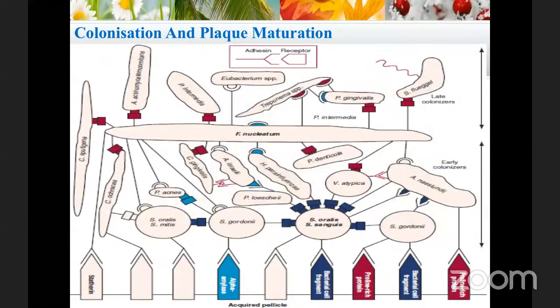This is the classical picture of colonization and plaque maturation. We know that the early colonizers bind to receptors in the pellicle, then the adherent cell becomes in turn the nascent surface and provides a bridge for additional species. And these additional species are the secondary colonizers. These complementary sets of adhesion receptors provide the surfaces of the new receptors. They form the co-aggregation with the molecules in the pellicle.